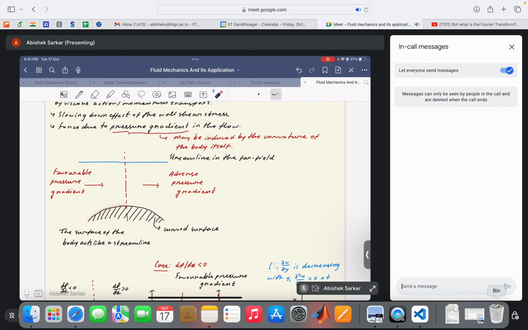Okay. But again, from this point to the exit, since the area is increasing, the velocity will go down and the pressure will go up. And since pressure is increasing as we go towards the positive x direction from the center line to the exit, there is an adverse pressure gradient. Okay, and we will see how this adverse pressure gradient affects the velocity profile, the net force that acts on the body, and even the boundary layer.